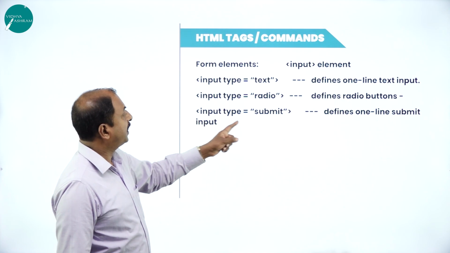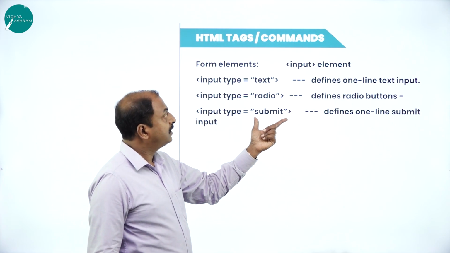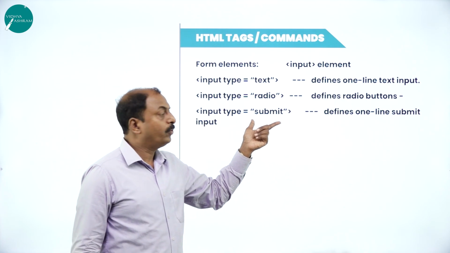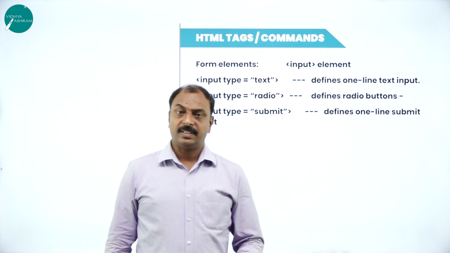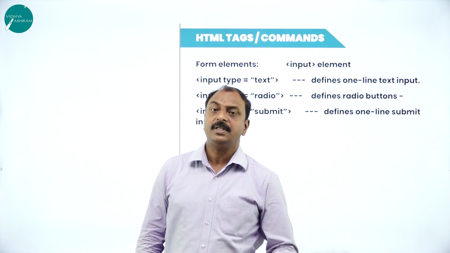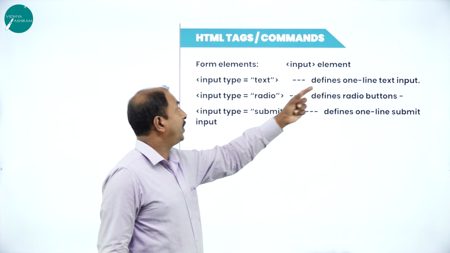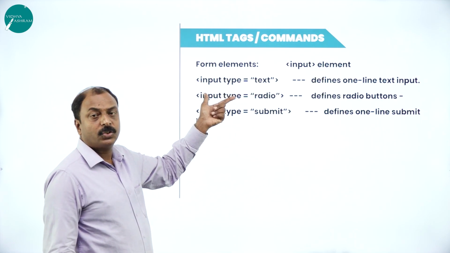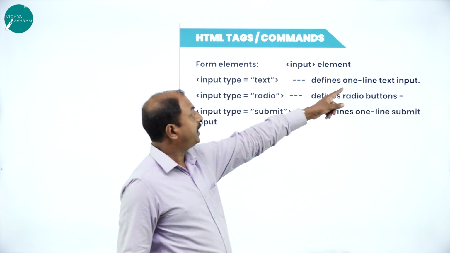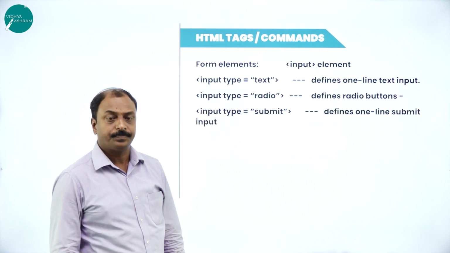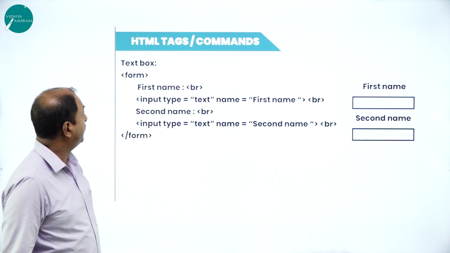Now input type equal to submit. This is the input element where the value is submit. It is used to submit the application form at the end. So one of the form elements is input. We have to make use of the input tag to define different types of form elements. Now let us see an example here.